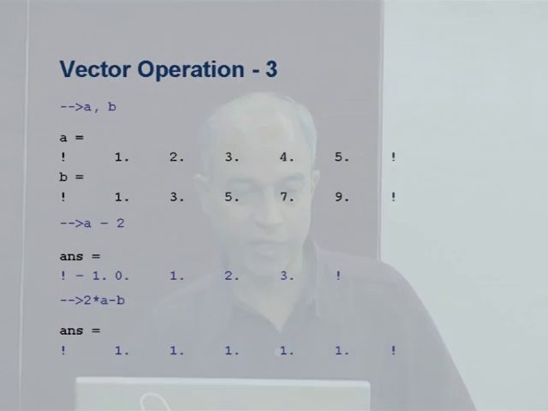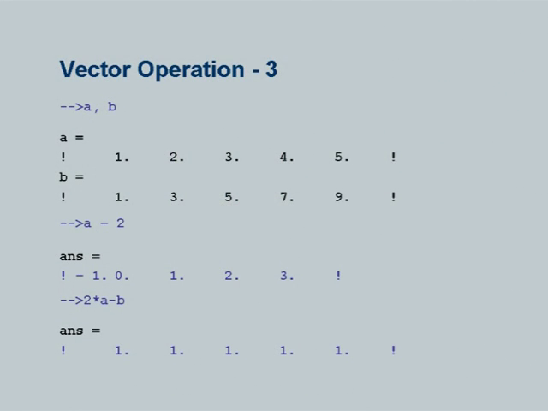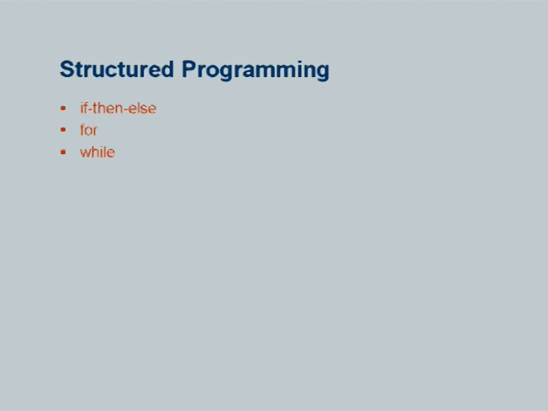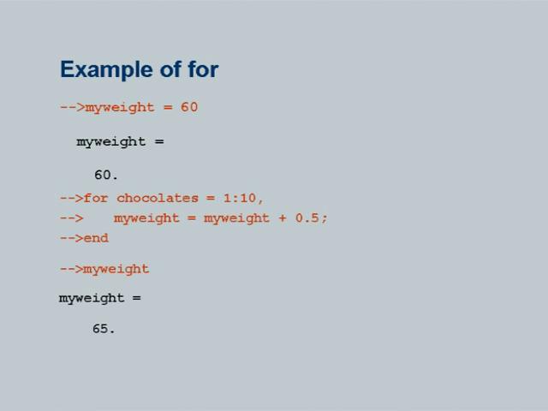Okay. Then, of course, as I mentioned here, this is vector scalar arithmetic. I have created this vector called A. A minus 2 means subtract 2 from every element. Here I am saying multiply every element by 2 and then subtract the corresponding entries of B. So one can do all of this. It has a lot of logical operators which are useful for you to write programs. It also has if then else, for, while and so on. So if I run this, here is an example of a for loop. Okay, it just adds all of that and then gives the final weight as my weight.